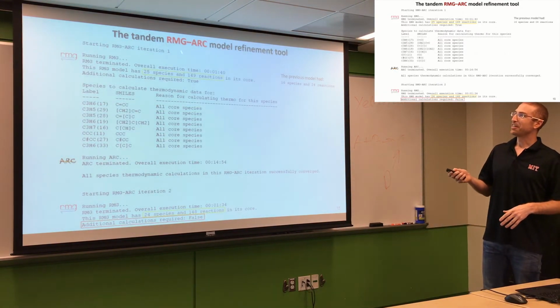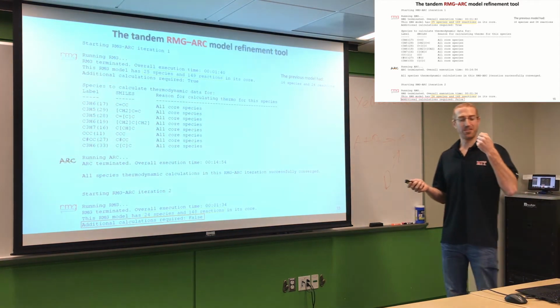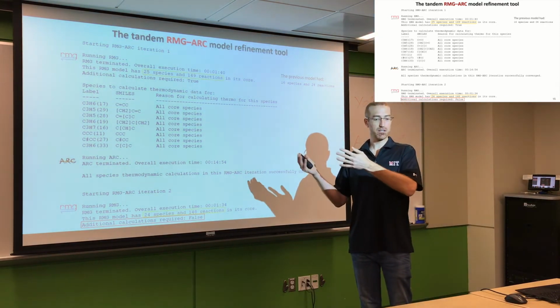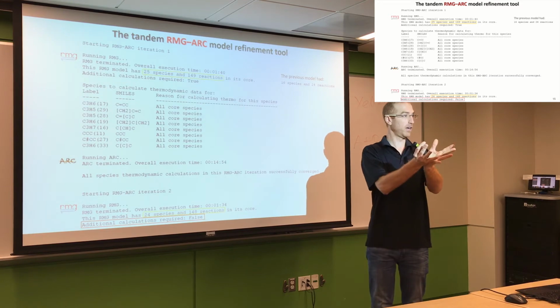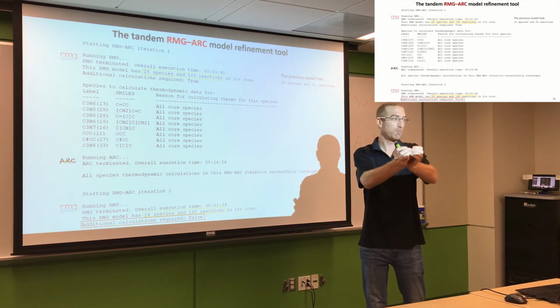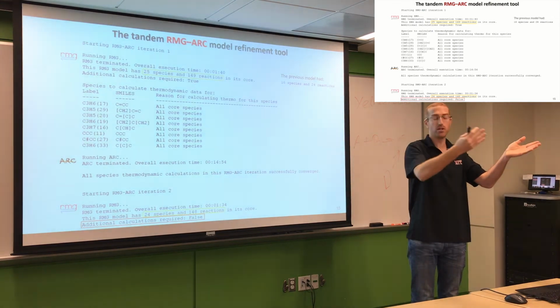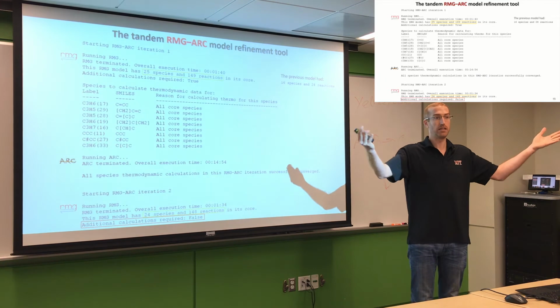So iteration number 1, let's run RMG again with the created thermo library. I didn't say that this tool will take ARC's output, the thermo library, and will copy and paste it into RMG's database, and in the new iteration we'll just direct RMG to use that library. So now we have better thermo data in our library.